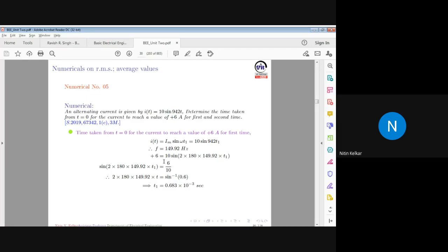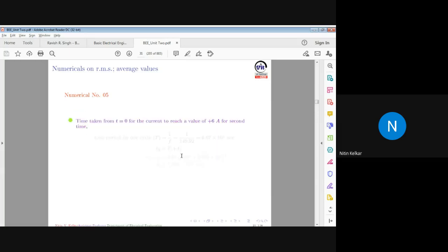So it is somewhat similar to the previous numerical that we have solved at the end of our last session. And now we have to calculate the amount of time required by the same current to once again attain plus 6 ampere for the second time. So let us try to see how we can calculate this value. So the current will once again be equal to plus 6 ampere after completing one cycle. So first of all, we need to determine the amount of time required to complete one cycle.